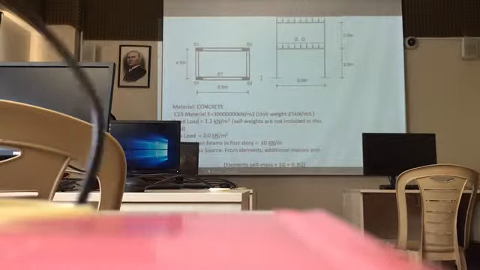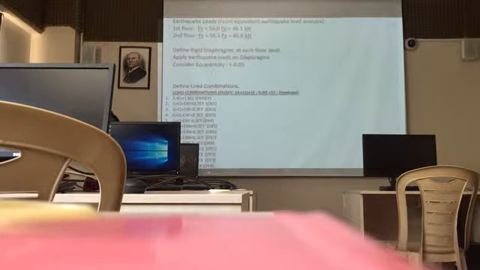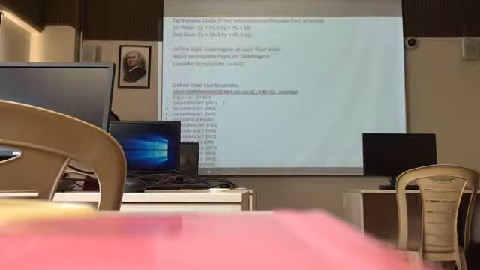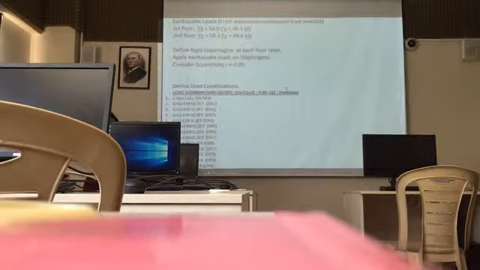Okay. These envelope combinations give me the maximum and minimum of all these load combinations for each member, for each frame, for each beam, for each column. Envelope. In Turkish, what is envelope in Turkish? Zarf. Zarf kombinasyonu. Hepsinin içindeki maksimumları ve minimumları alıyor her bir eleman için.